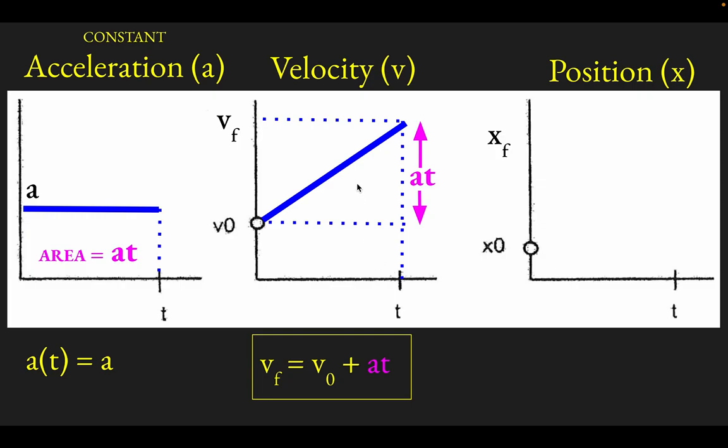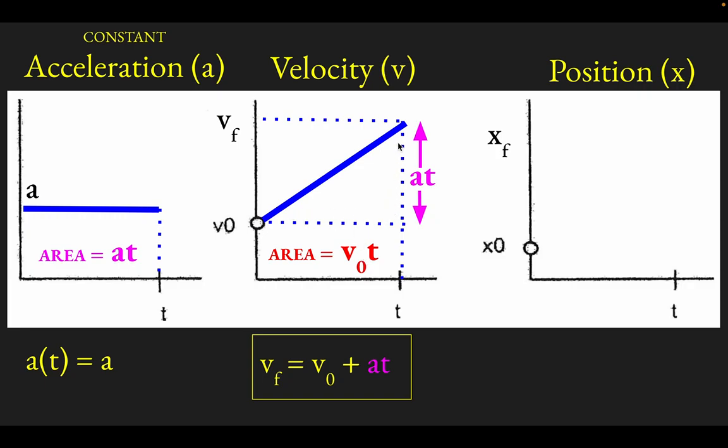We can play the same game going from the velocity graph to the position graph. As it turns out, the area under a velocity time curve tells you your change in position. So let's look at the area under this. We see a rectangle here and a triangle. Let's look at the area under the rectangle: length times width. The base of this rectangle is t units long and it's v initial tall. So the area is just v initial times t.